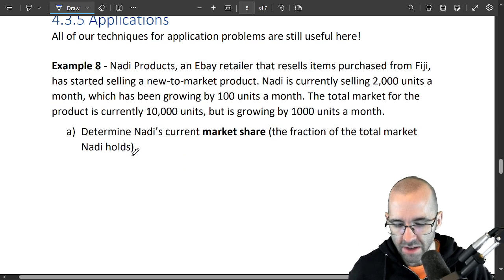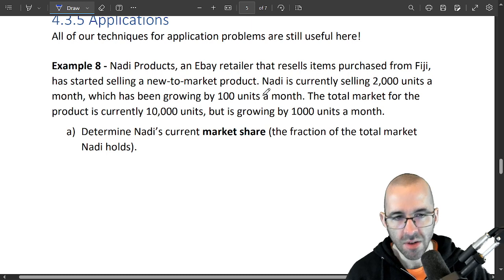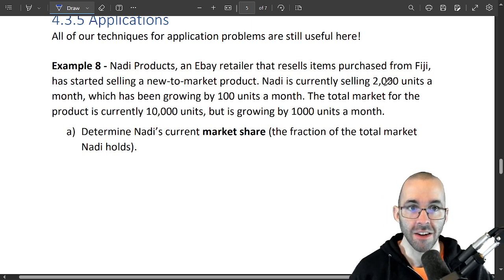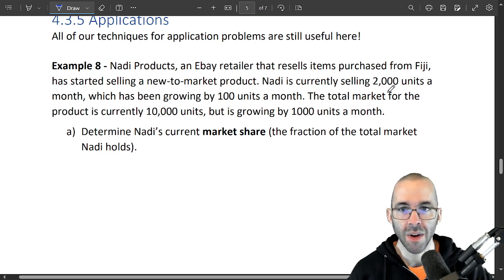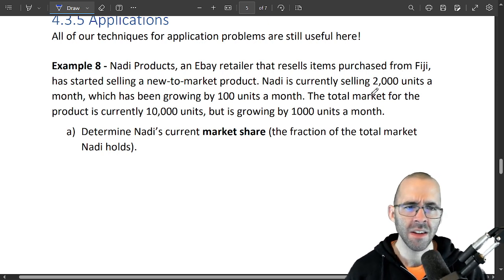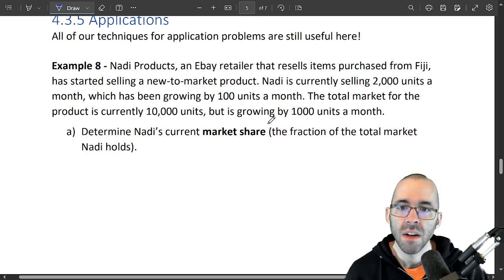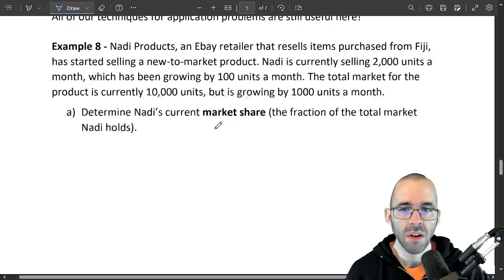We're reading about Naughty Products, and apparently that's an eBay retailer that resells items purchased from Fiji. They've started selling a new to market product. Naughty is currently selling 2,000 units a month, and that's growing by 100 units a month. Ooh, okay, that sounds a lot like a linear function right there. 2,000 a month right now, growing by 100 units every month. The total market for the product that they're selling is 10,000 units, and it's growing by 1,000 units a month. So the question is, what's Naughty's current market share?